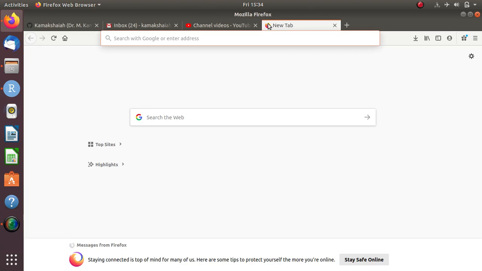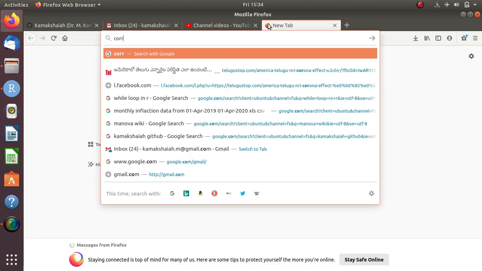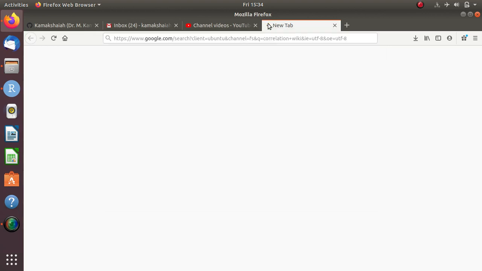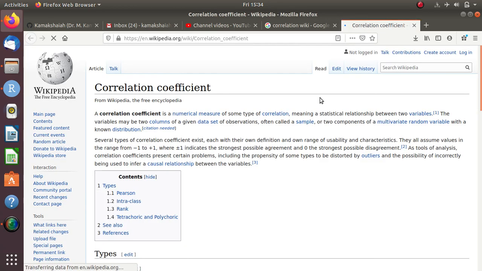Again, I advise you, suppose if you don't know what correlation is, then just straight away go to Wikipedia and study the correlation coefficient. Usually whenever we talk about correlation, most of the time it is called the Pearson correlation coefficient, or small r. We just simply call it small r.